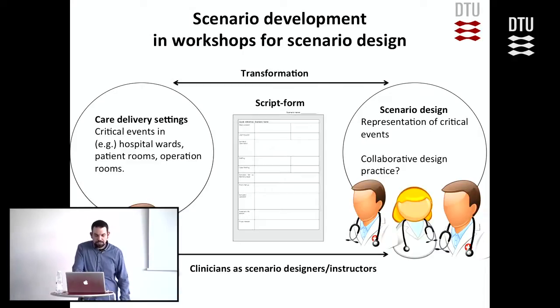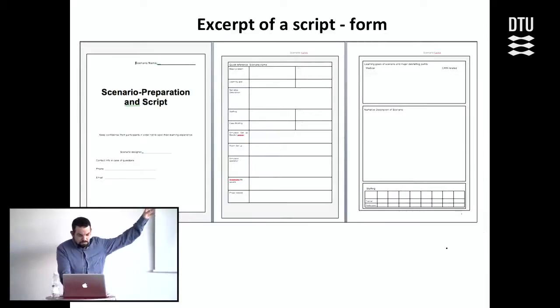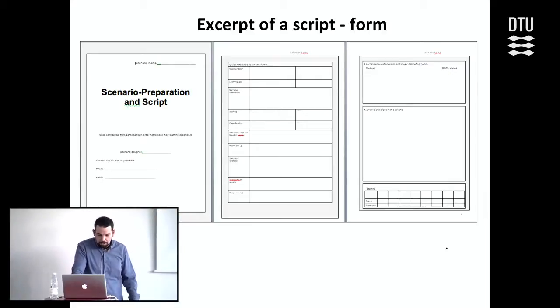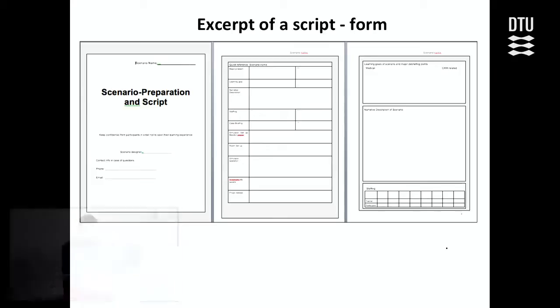And the next step is that during the workshop, the clinicians have to fill up a form, the script form, whose categories describe different aspects of a scenario. And I'm going to give you an example of this. So here you can see an excerpt of a script form. During scenario design, the clinicians have to fill this one up.